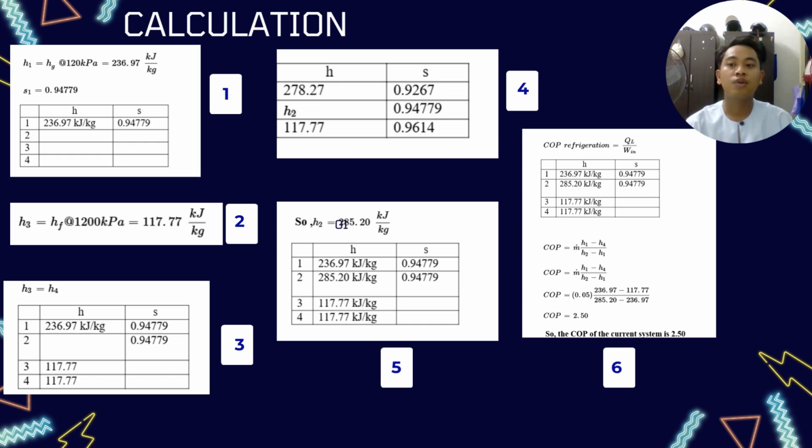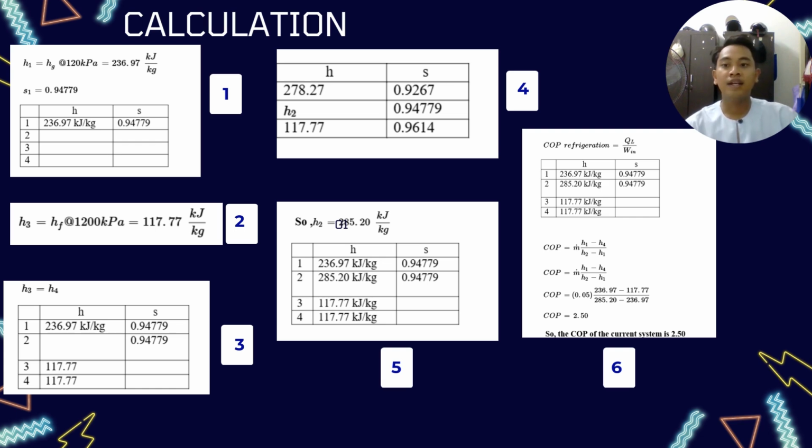Since state 3 is saturated refrigerant, therefore table A12 is used to determine the enthalpy. So H3 equal to Hf at 1200 kPa, and we got 117.77 kilojoule per kilo. Since the process 3 to 4 is a constant enthalpy expansion, it can be said the enthalpy at state 3 is equal to enthalpy at state 4. So H3 equal to H4. And since the refrigerant enters the compressor as a superheated vapor at state 2, therefore table A13 is used to determine the H2.